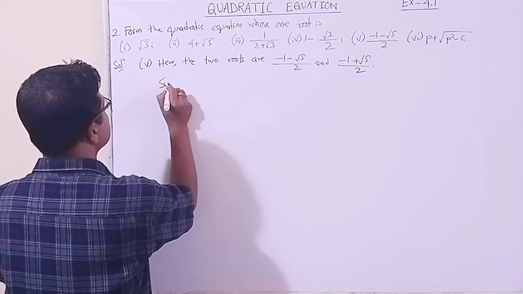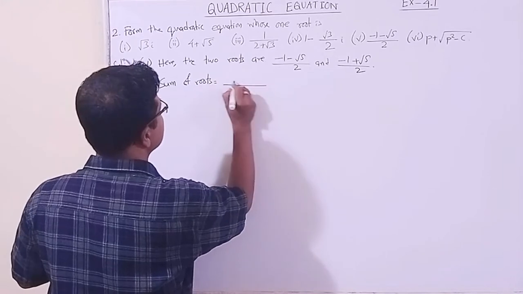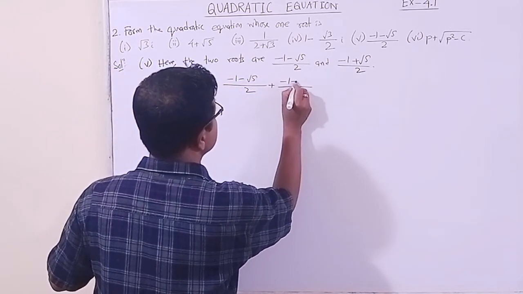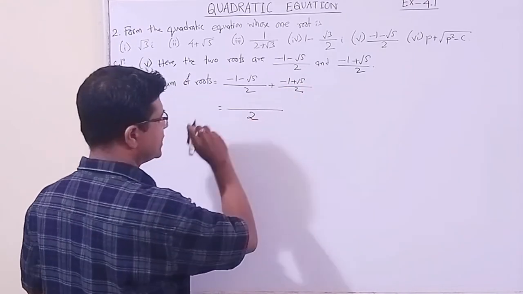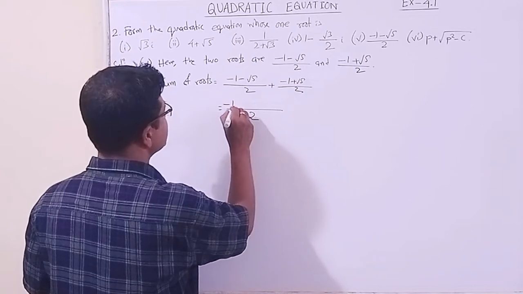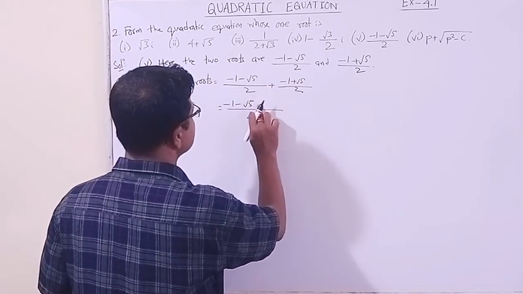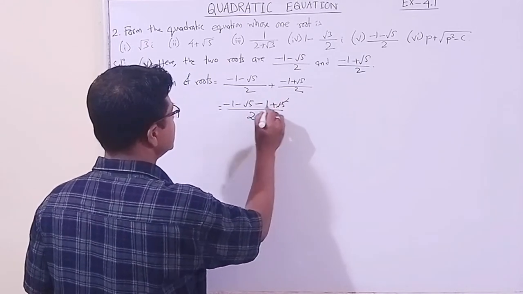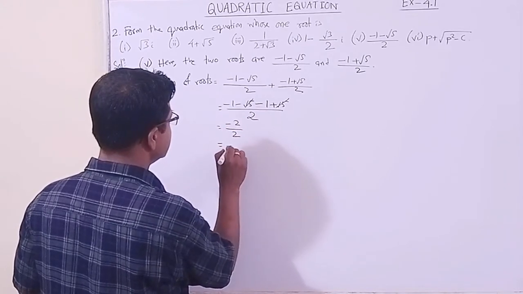Sum of roots: (-1 - root 5)/2 plus (-1 + root 5)/2. Take the LCM, which is 2. So -1 - root 5, plus -1 + root 5. The 2 will get cancelled. Minus 1 minus 2 by 2 is minus 1.